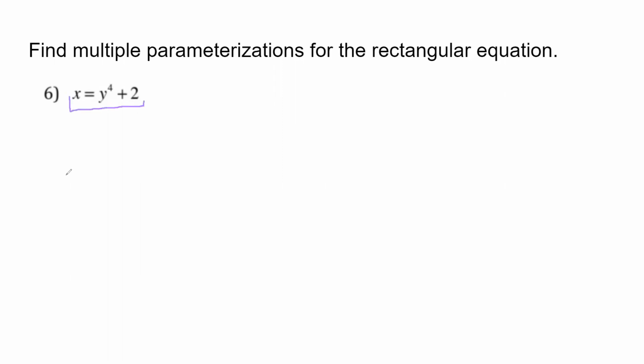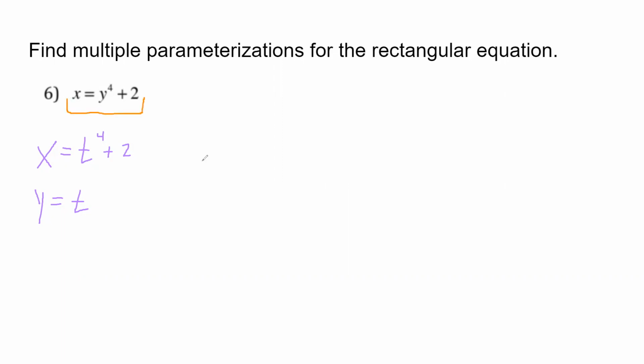All right, so one that we could do, since this equation is x in terms of y, it might be easier to define y as t first. So if y is equal to t, you're allowed to do that, you would get x is equal to t to the fourth plus two. So you just substitute t in for y. So that would be one set of parametric equations for that rectangular equation with two variables.